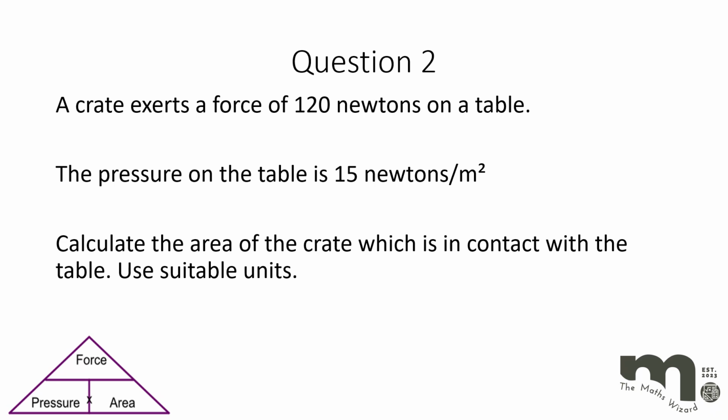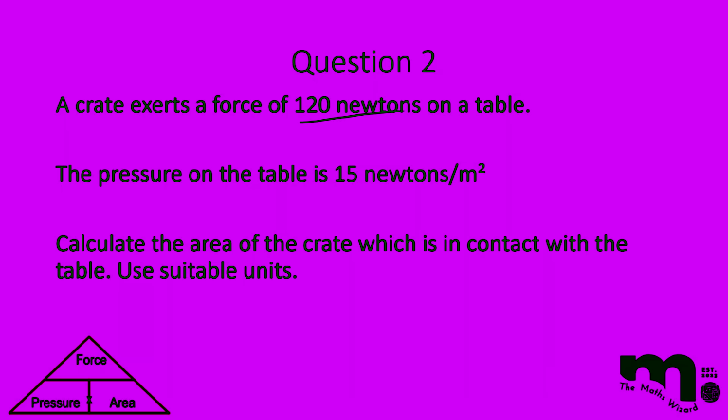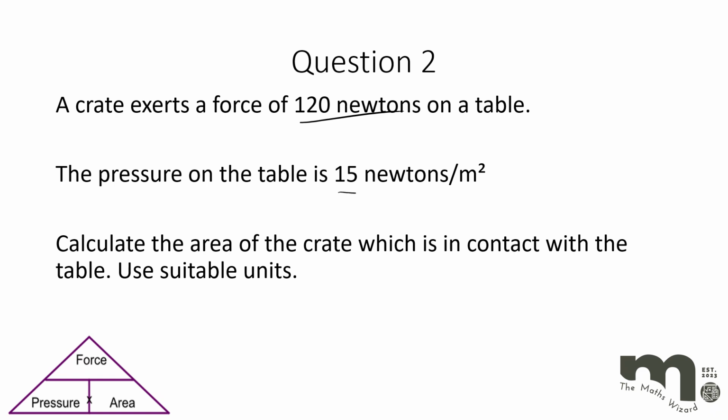The next question then, we've got a crate that exerts a force of 120 newtons on a table. The pressure on this table is 15 newtons per meter squared. We need the area of the crate which is in contact with the table, and we need to find some suitable units for this.